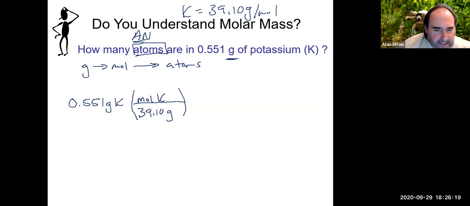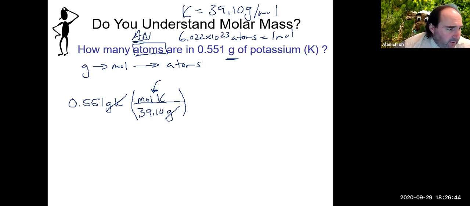And if I stop the calculation right at this point, I am left in units of moles, which is close to what I want. But remember that moles is not molecules, right? It is actually moles, obviously, the MOL there. So we do need to use 6.022 times 10 to the 23 atoms equals 1 mole. So you could either get an answer at this point, or you could continue on with the calculation. I'm going to continue on with the calculation.